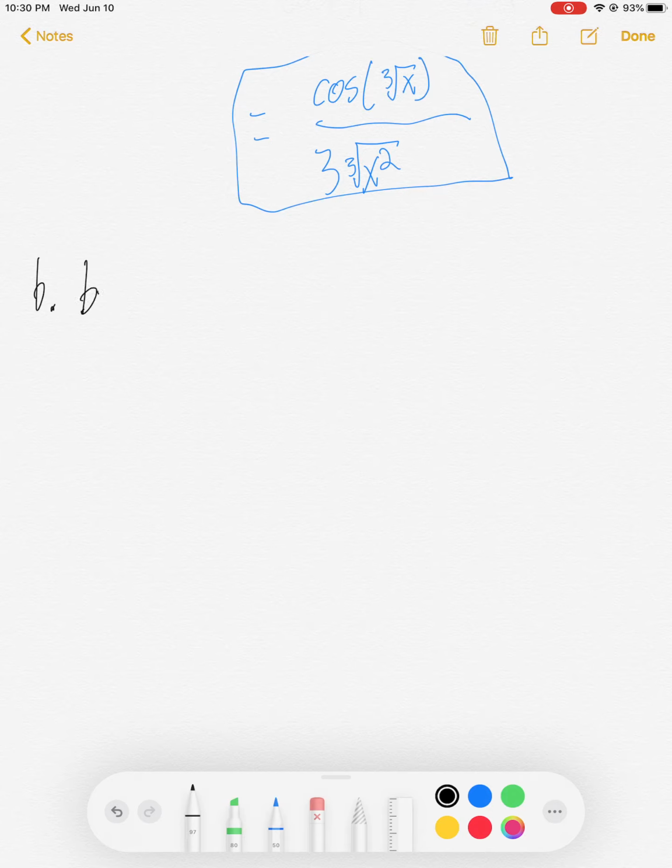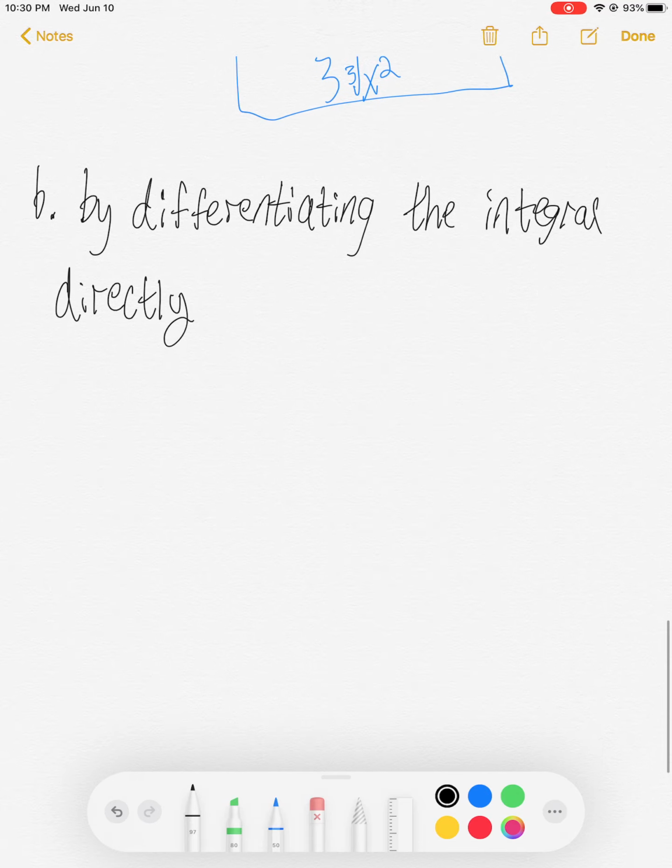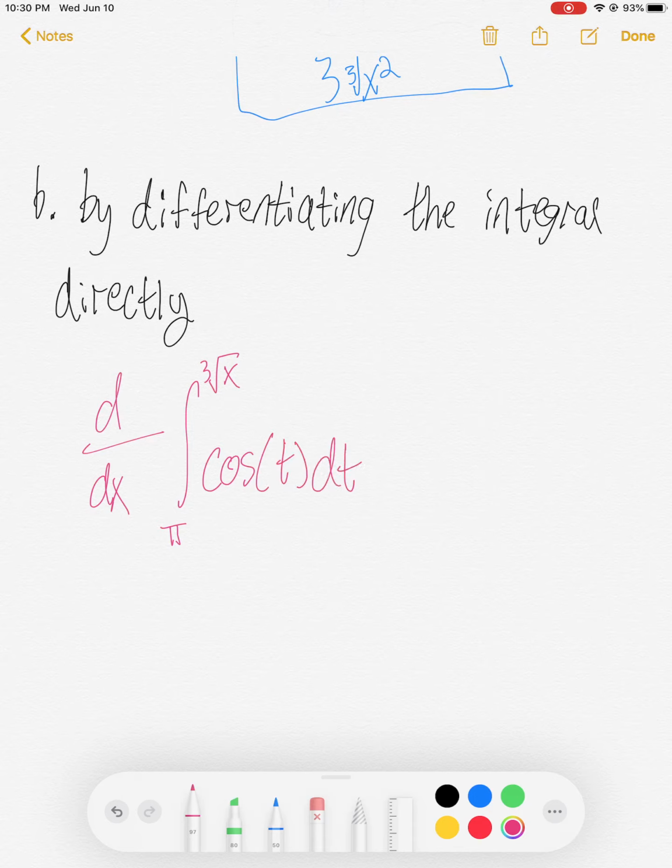The second way, which they want us to do, give me just a second. Okay. The second way of doing it is by differentiating the integral directly. So in this piece, we are going to use the fundamental theorem of calculus. Let me jot down again what it is we're trying to differentiate. It is d dx of the integral from pi to cubed root of x of cosine of t dt.